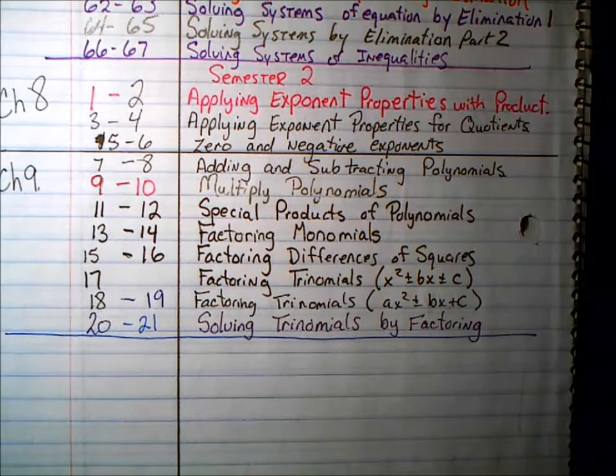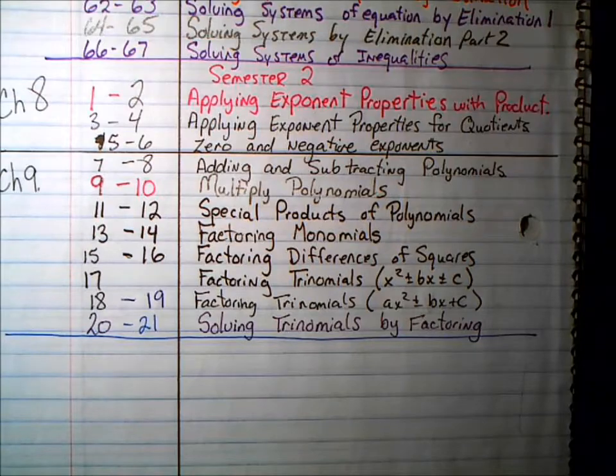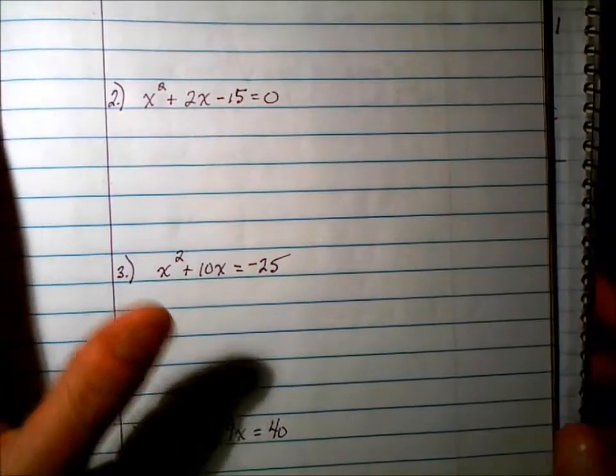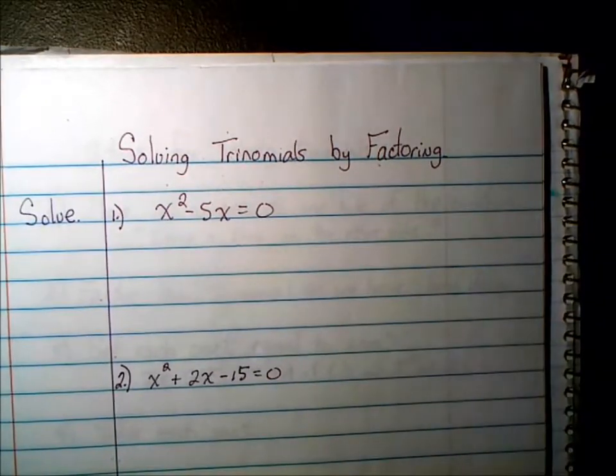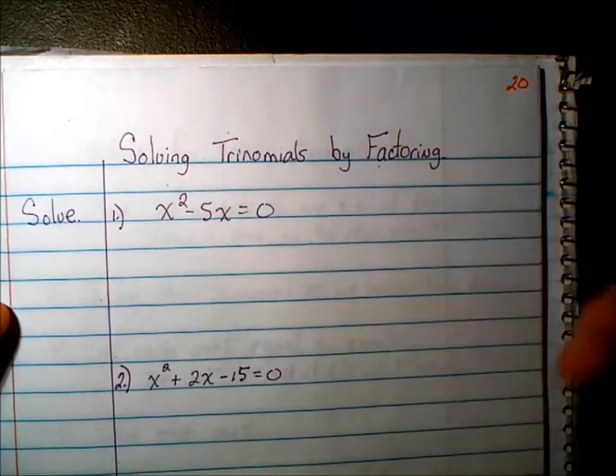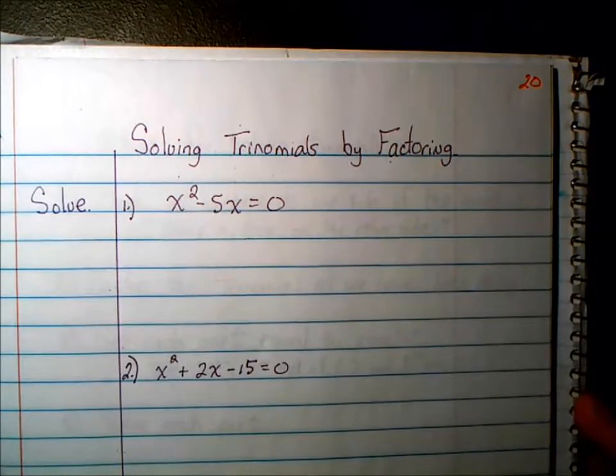Page through 21, the last one for chapter 9. So copy that down to have your table complete. Okay, so this is page 20. Okay, solving trinomials by factoring.